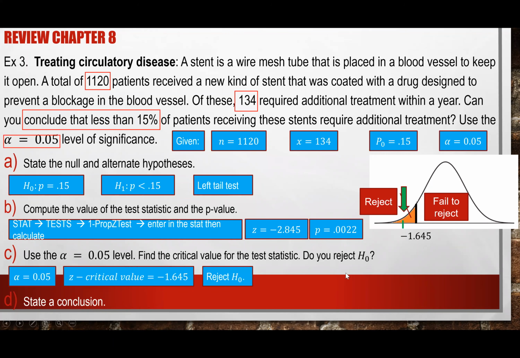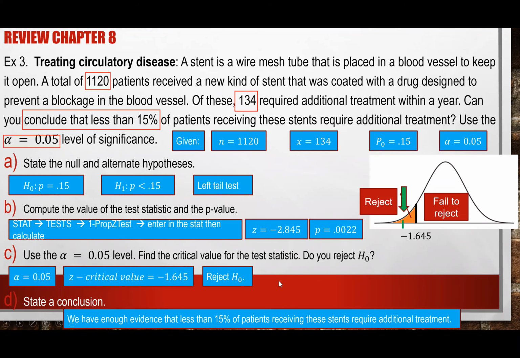Regardless of which method you use, either the critical value method, which tells you that your test statistic is in the critical region, so we reject, or the p-value method: if the p-value is smaller than the alpha, we reject. If the p-value is greater than the alpha, we do not reject. So again, if we reject the H sub 0, we will say that we have enough evidence that less than 15% of the patients come back for additional treatment.